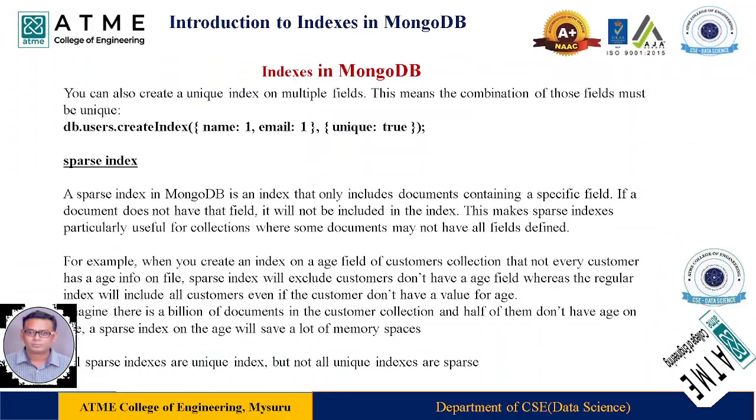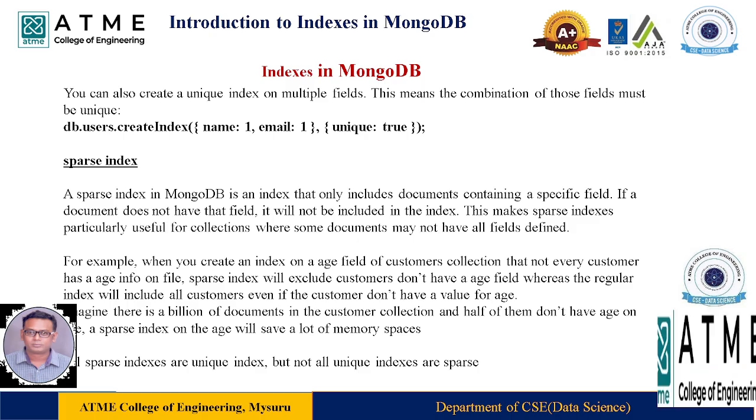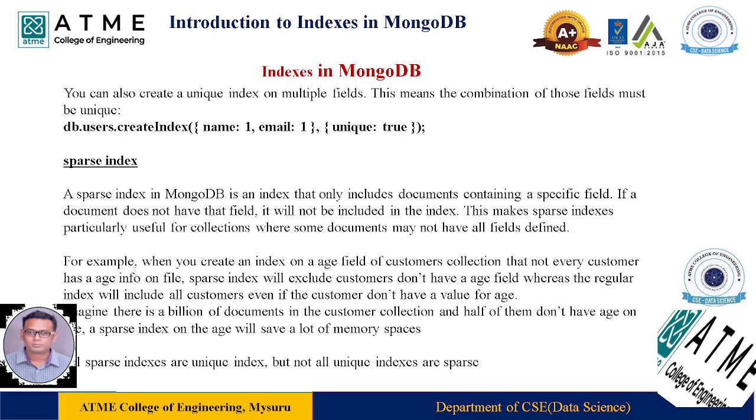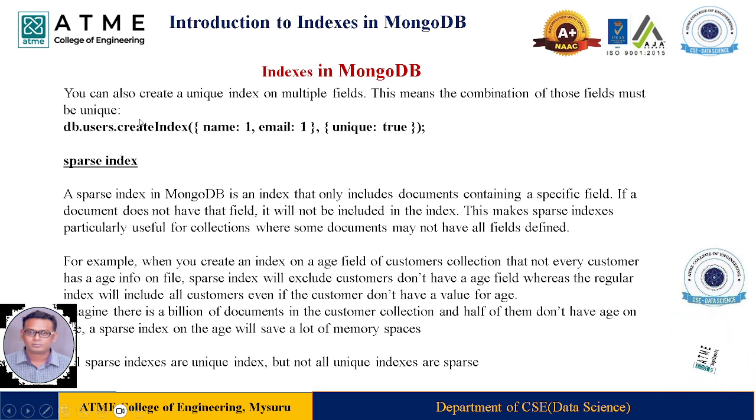So today we'll discuss unique indexes. We'll discuss what a unique index is. When you create a unique index on a field, it rejects duplicate values. It will allow you to insert only unique values. Duplicate values are rejected. You can create a unique index on multiple fields also. It's a combination of those fields that must be unique. So this is the syntax for creating a unique index.